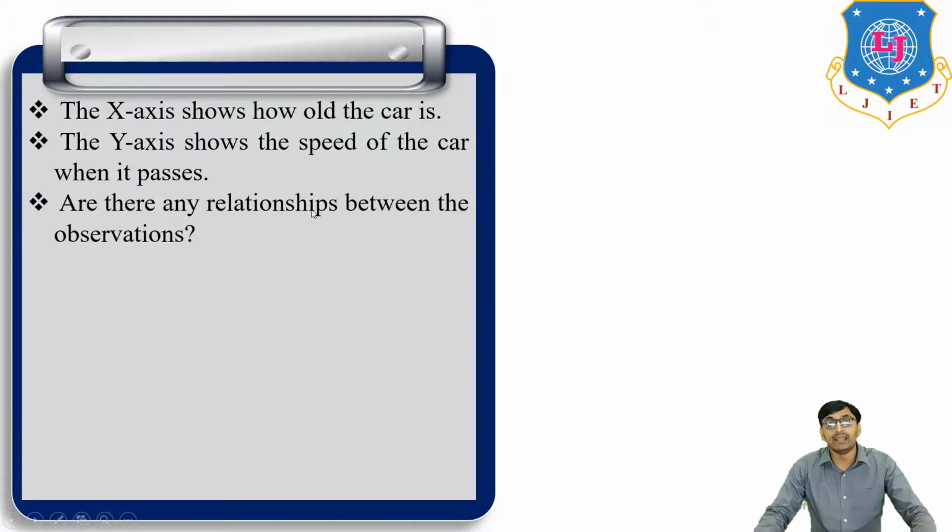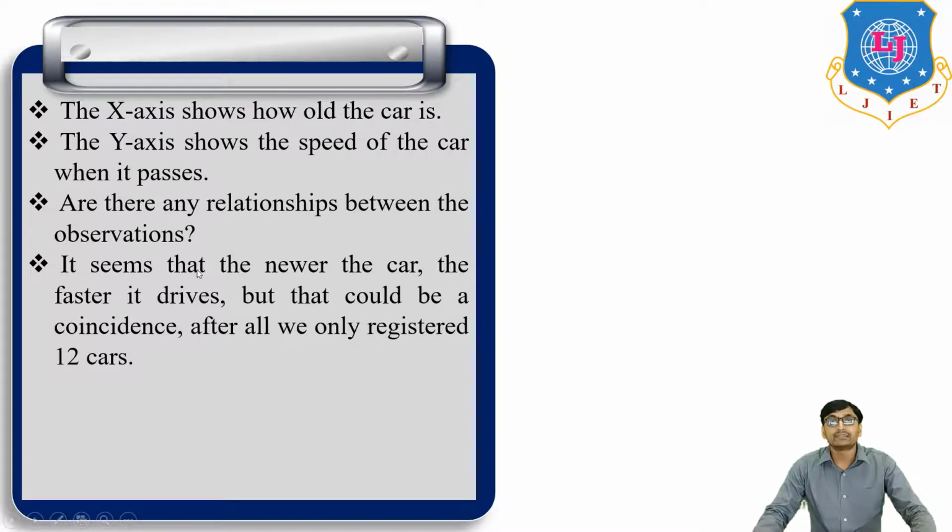Is there any relationship between the observations? It seems that the newer the car, the faster it drives, but that could be a coincidence. After all, we only registered 12 cars. So there are 12 cars on the x-axis, which shows how old the car is, and the y-axis shows the speed of the car.